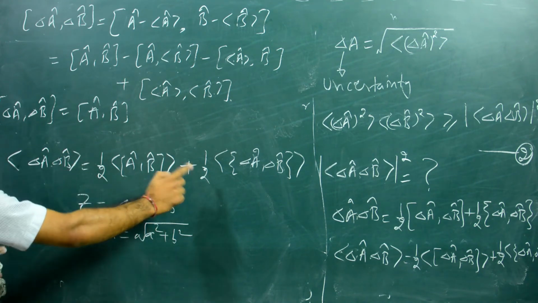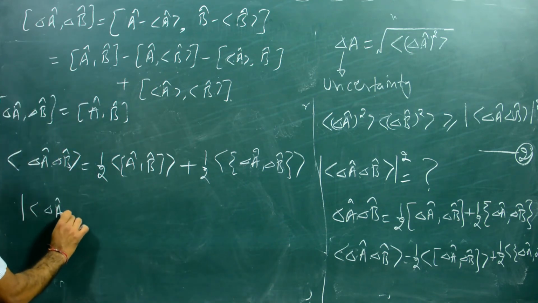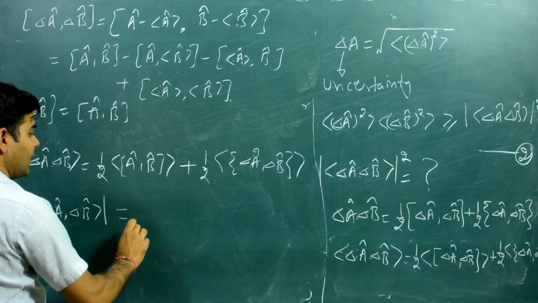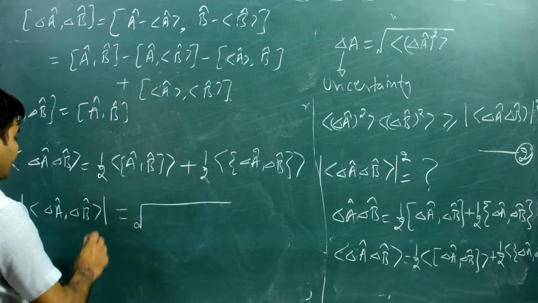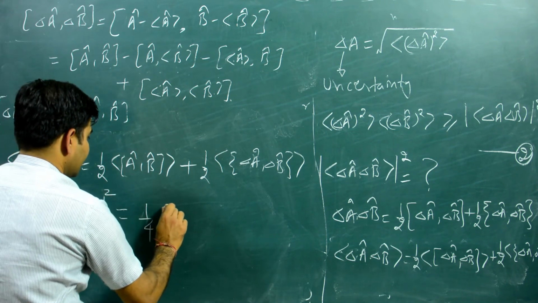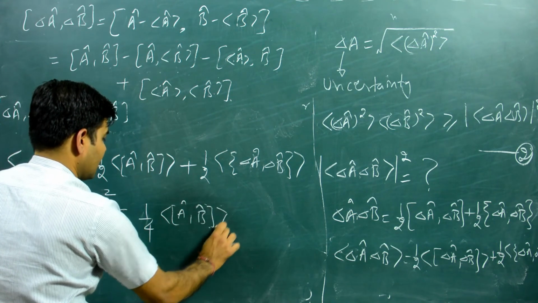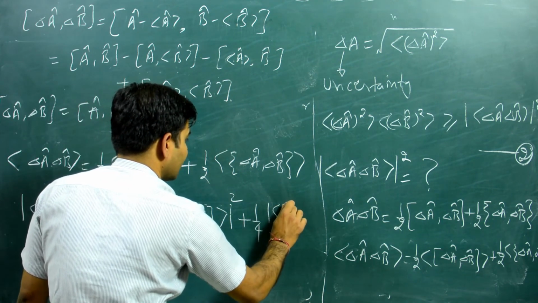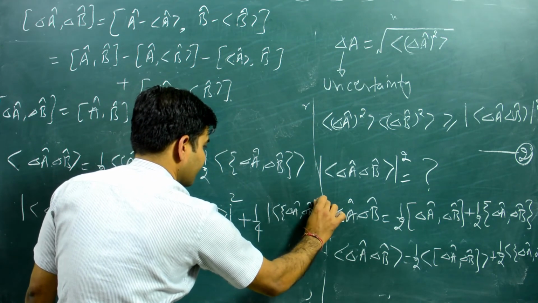So similarly, if I take the modulus of this equation, this will give me the modulus of the expectation value of delta a hat into delta b hat, equal to the square root of this and this. If I take the modulus square, the square root will go away, and I will have 1/4 the modulus squared of the expectation value of the commutator of a hat, b hat, plus 1/4 the modulus squared of the expectation value of the anti-commutator of delta a hat, delta b hat.